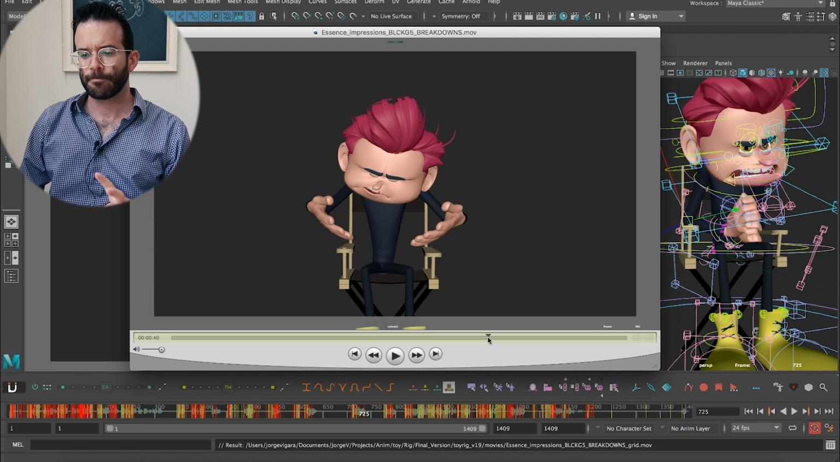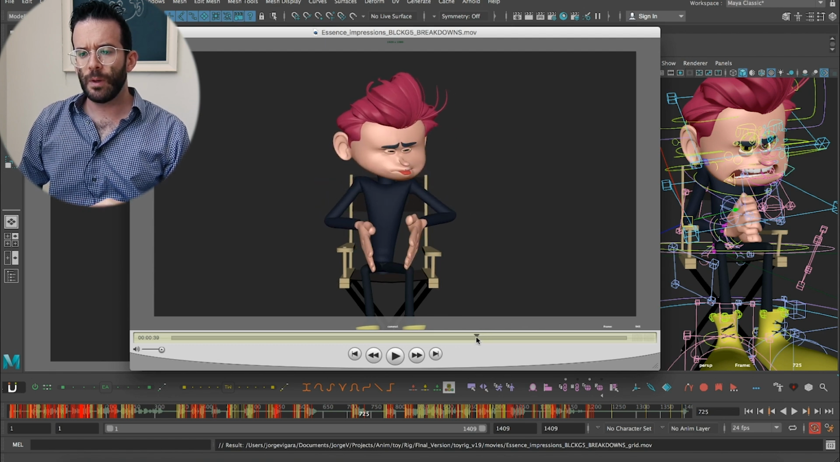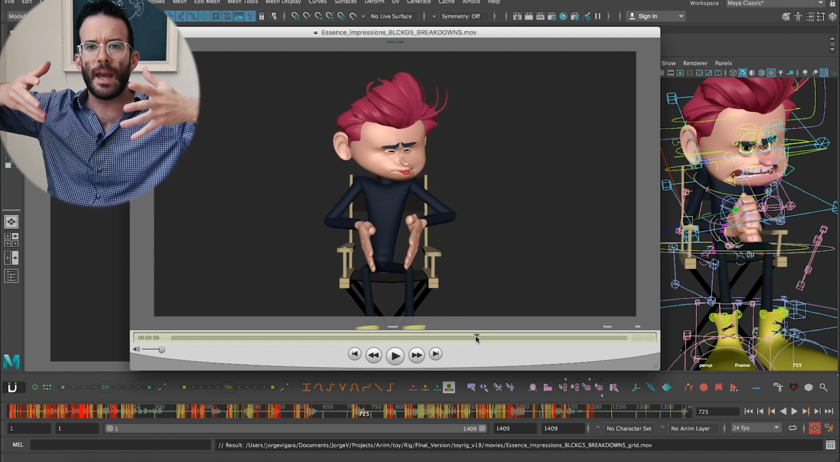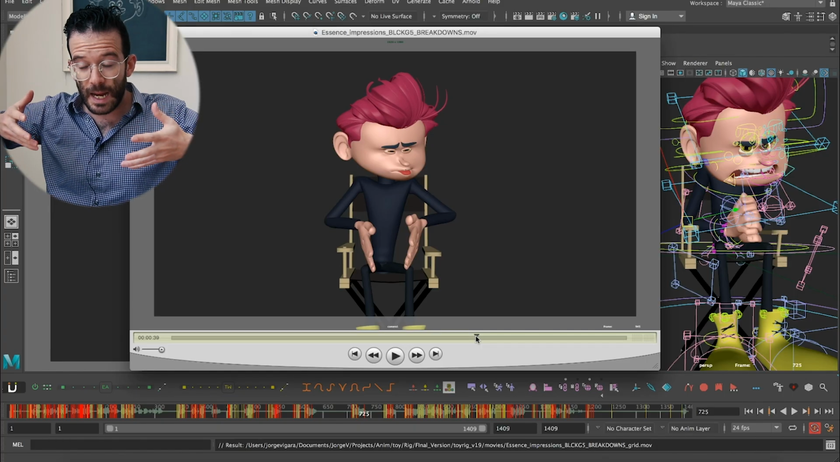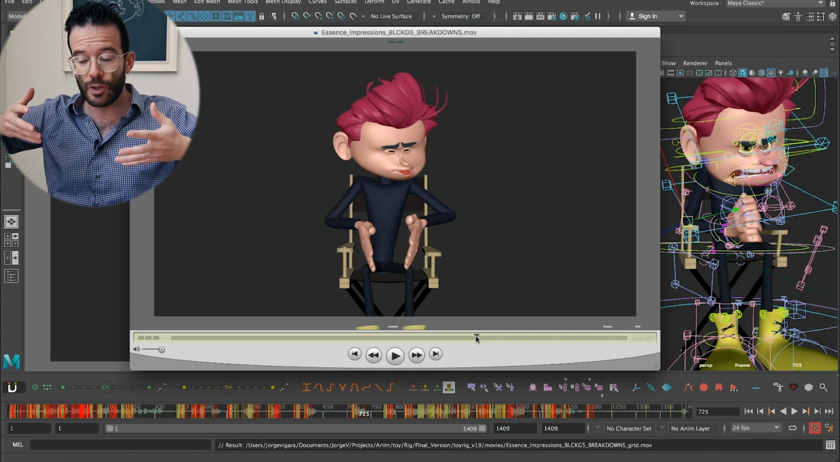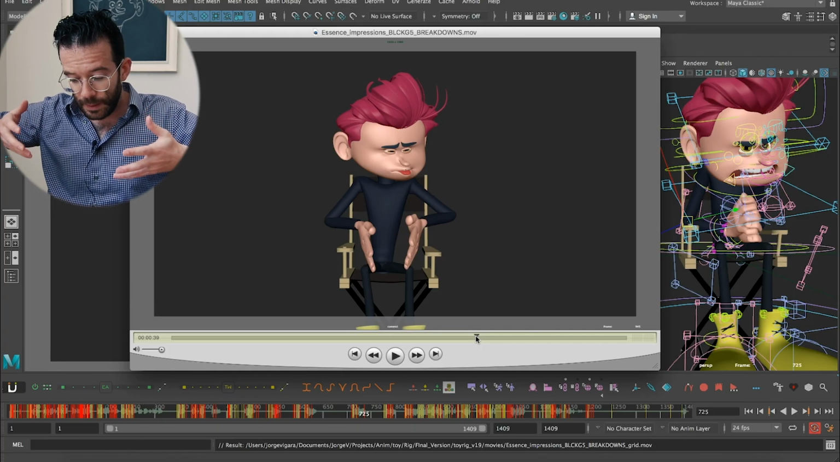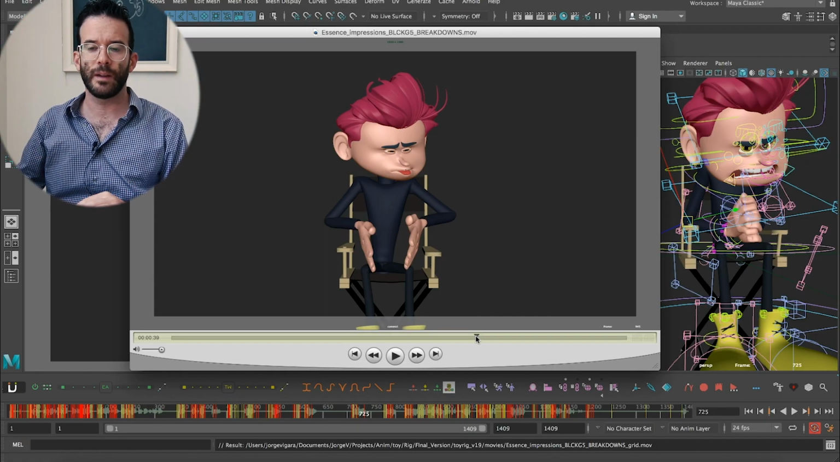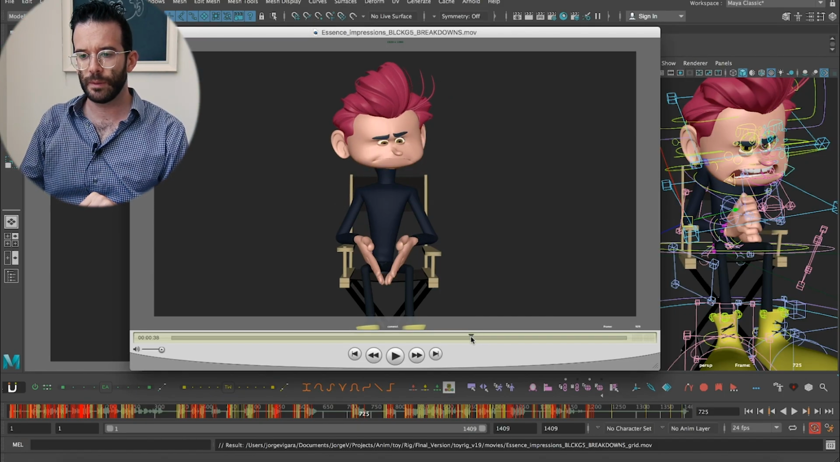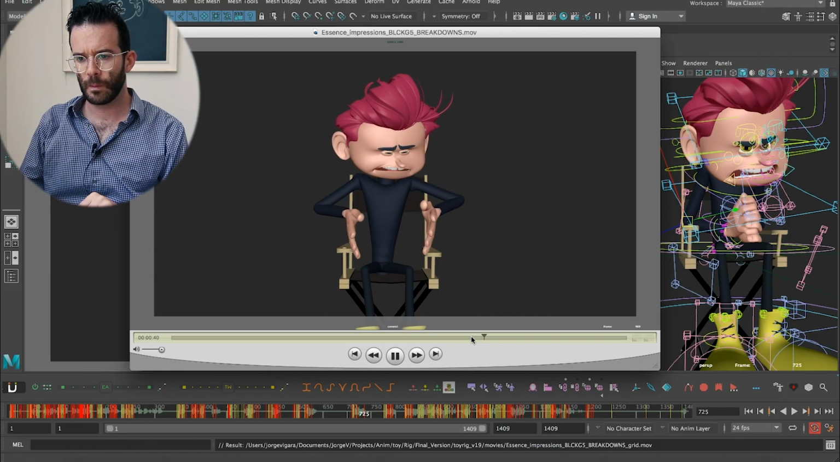So if we look at how the character is coming up, the moment that he is finishing that tiny little, there is a little overshoot here, the character then goes into the next pose. Let's have a closer look.